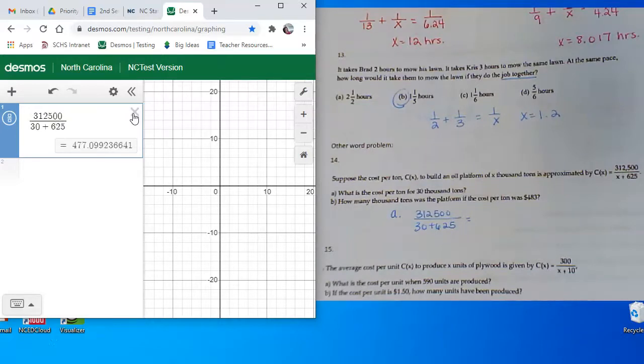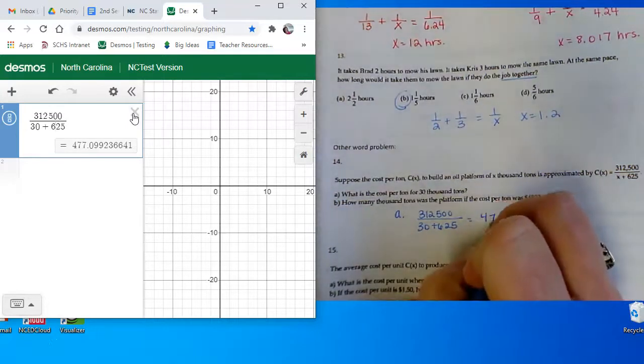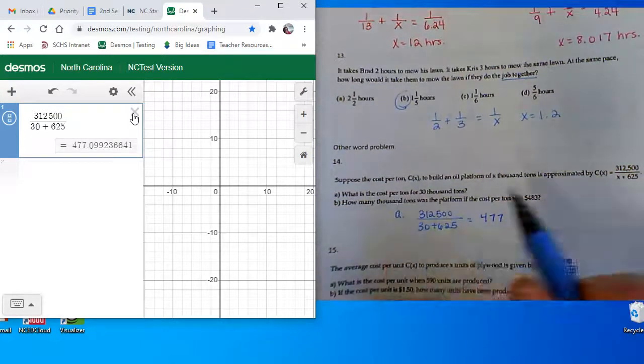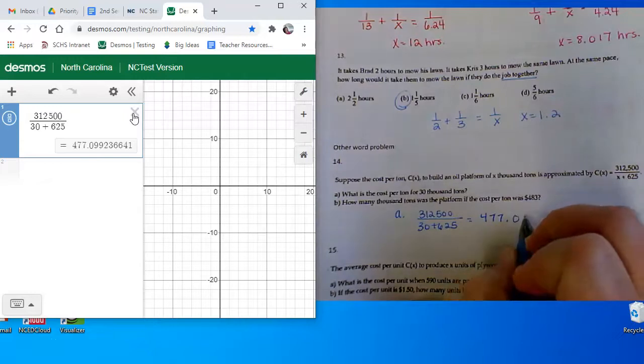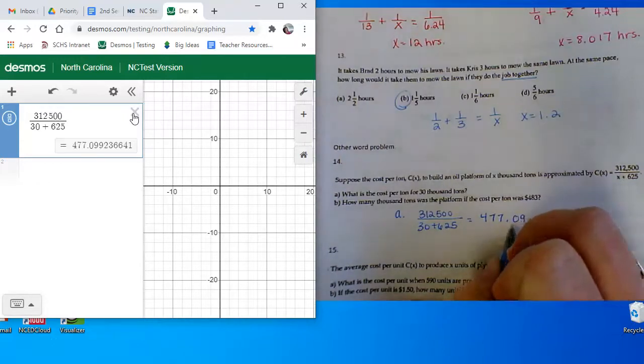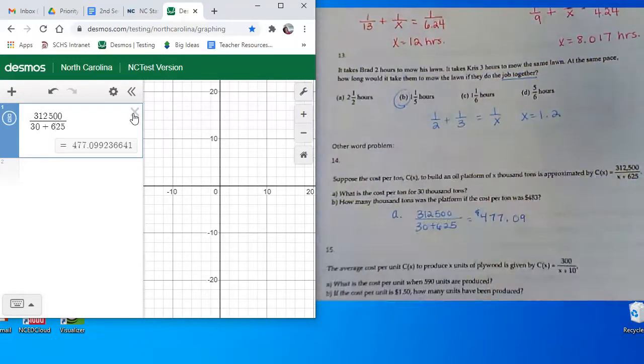And that should be 625 instead of a 325. And so you get 477. It's talking about cost, so I'm going to round it to 2 decimal places. So either 0.09 or 0.10 for the cost. So sometimes all you might have to do would be to plug in whatever the value is in for X.